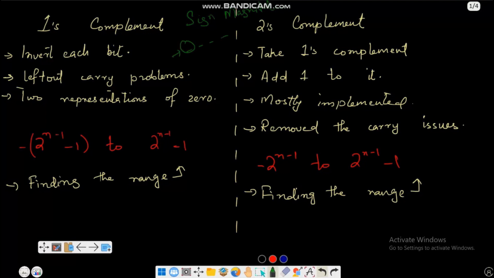If this bit is 1, we will consider that number as a negative number, and if this bit is 0, we will say that this number is a positive number, and the rest of the bits would be considered as the magnitude bits. By combining them you will find out the actual number. Let's say this is 7, and by this 0 it means that this is a positive 7. So this approach is continued in 1's complement and 2's complement.